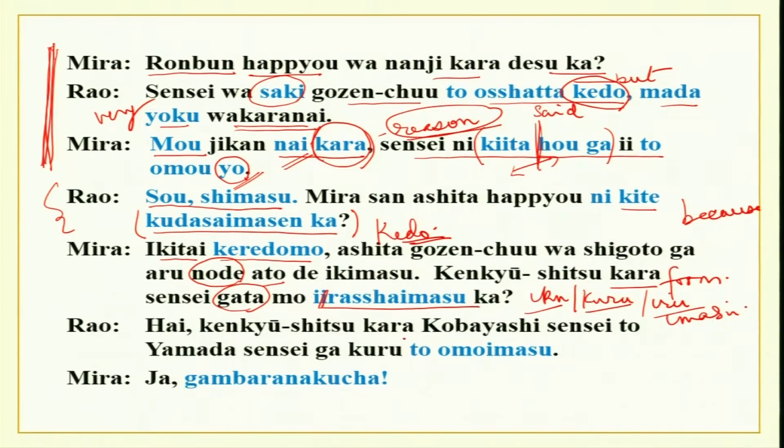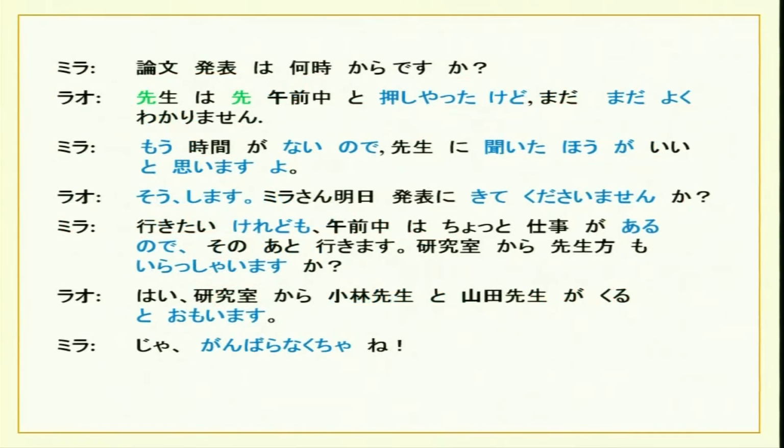Now, hai, kenkyuushitsu kara, from again, Kobayashi sensei to Yamada sensei ga kuru to omoimasu. This is exactly what we are going to do today, and ganbaranakucha means yes, you have to work very hard. Now, this is all in your script. I want to show this to you. You know the kanji for sensei, sensei.